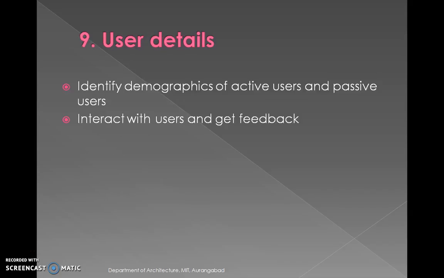The next parameter is user details. You have to identify the demographic of the active users and passive users. For example, for a school, the active users would be the children, the students coming to the school, and the teachers. And the passive users could be the parents or the visitors who visit the school campus. You also need to interact with the users and get their feedback in case of a live case study.